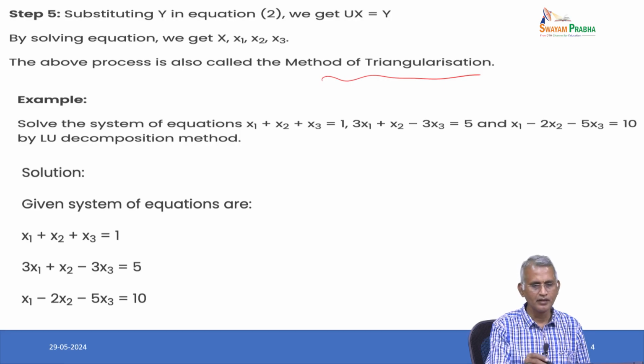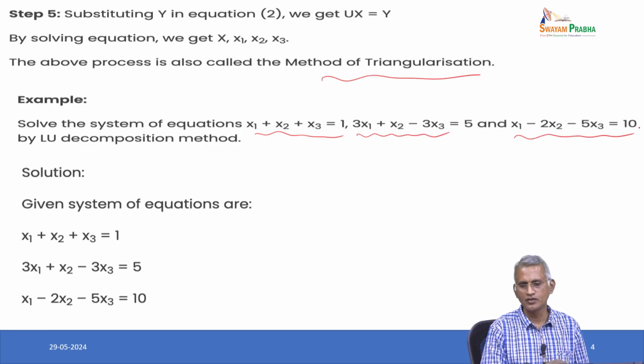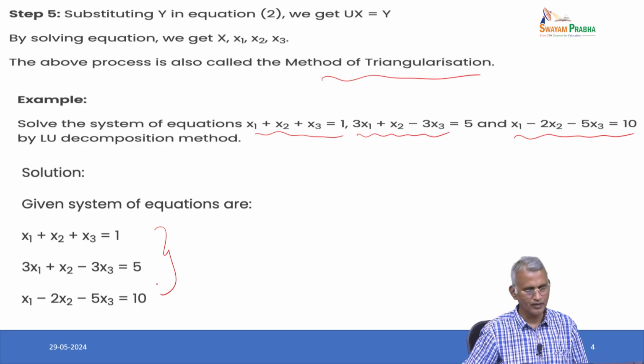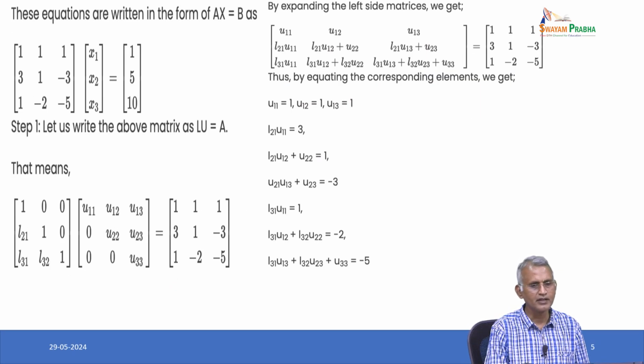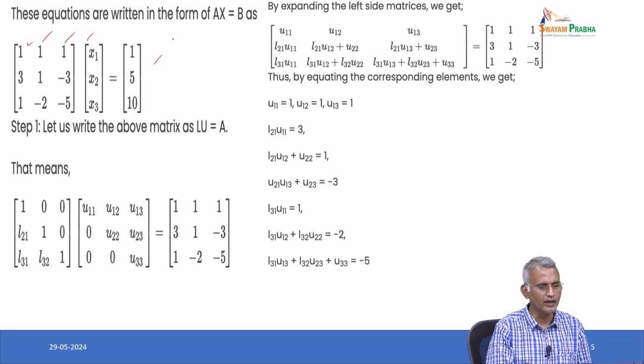Solve the system x1 plus x2 plus x3 equal to 1, 3x1 plus x2 minus 3x3 equal to 5, x1 minus 2x2 minus 5x3 equal to 10 by LU decomposition method. Now, we can write it in the form of the system of linear equations, and then in the form Ax equal to B. We write the coefficients of x1, x2, x3 like this, then the x1, x2, x3 column, and the right hand side values are 1, 5, 10.